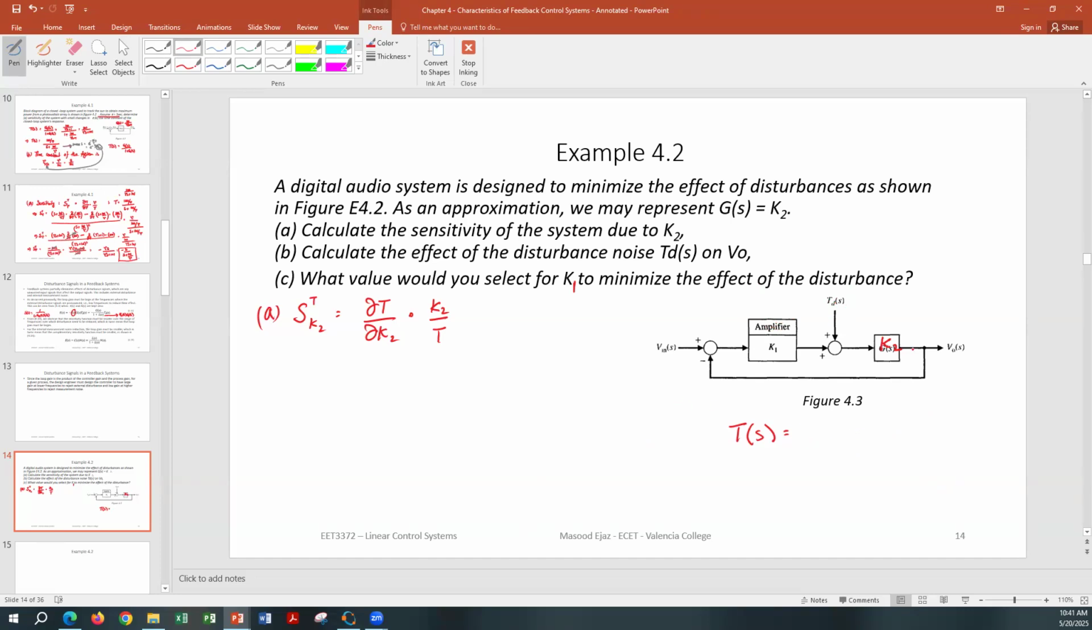Yes, what will be the transfer function? V out over V in, keeping TDS to be 0. Okay, K1 K2 over 1 plus K1 K2. And disturbance, we are not assuming right now. So when you take the sensitivity with respect to K2 for this transfer function, it's pretty straightforward.